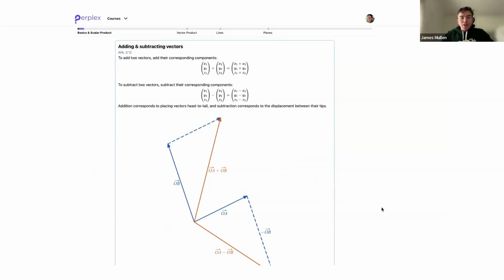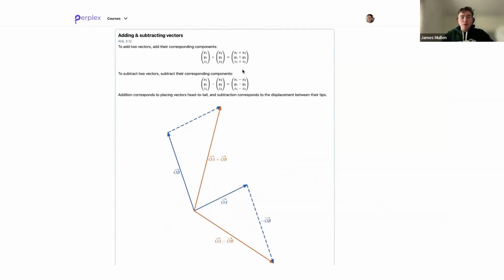So in general, when we add or subtract vectors, we just add up their corresponding components. So if I have x1, y1, z1, and x2, y2, z2, and I add them up, I just have x1 plus x2, y1 plus y2, and z1 plus z2 in each of the components. Something similar applies for subtraction. I'm just going to subtract out each of the components.